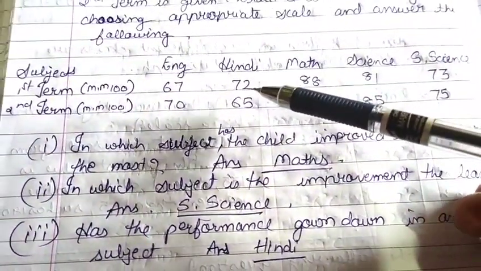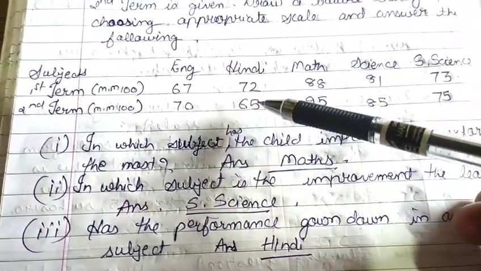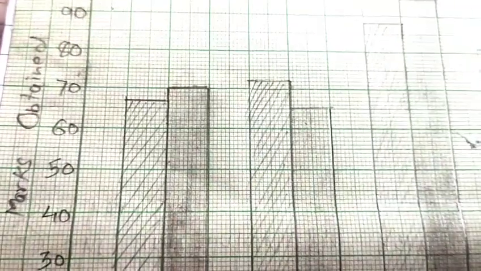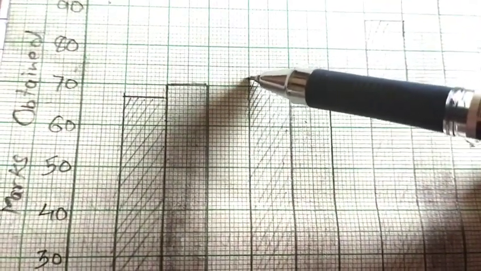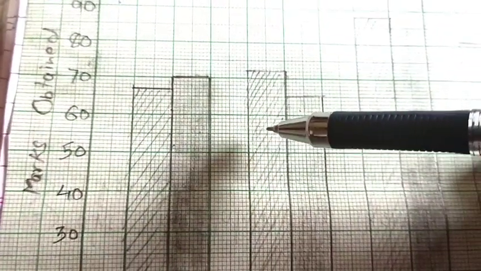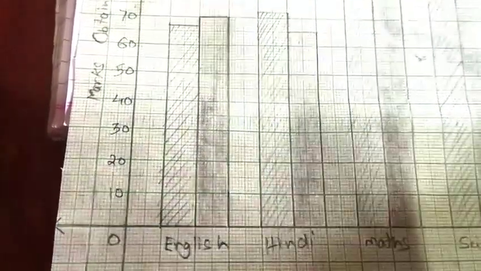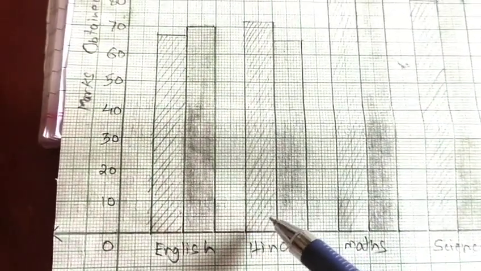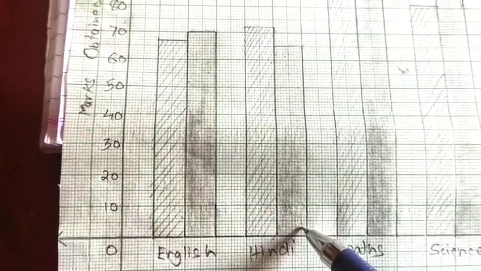Then in the Hindi subject, let us see how much he got in Hindi. That is 72 marks and 65 marks. 72 marks in first term and 65 marks in second term. So how to represent 72? So 72 means 2 boxes above 70. So in such a way you can draw the pillar. And in second term he got 65. 65 means between 60 and 70. So draw a pillar like this and draw a design. From that we can find that this is the second term marks. This represents first term marks, and this pillar represents second term marks.